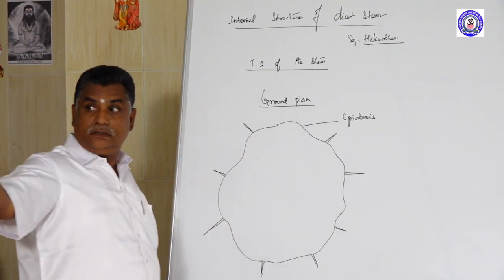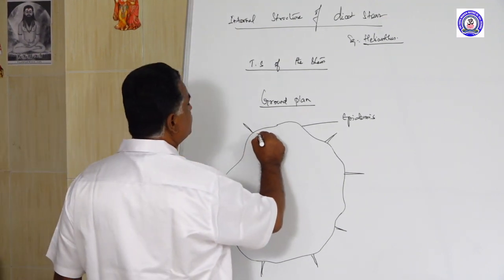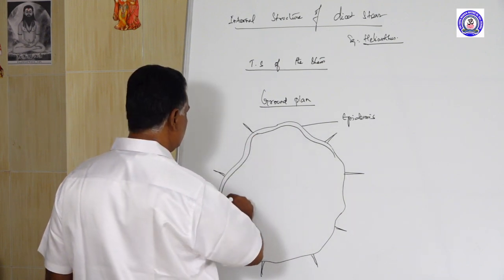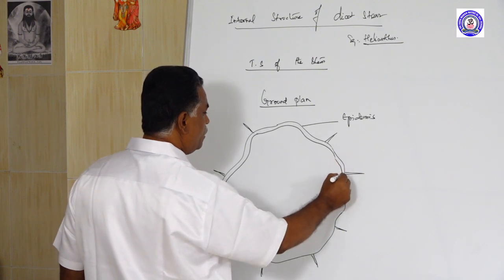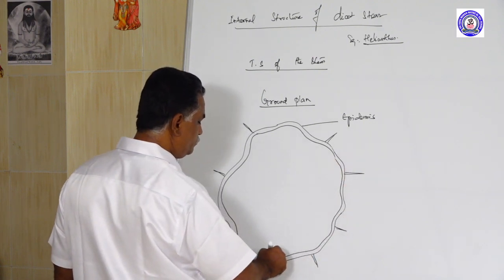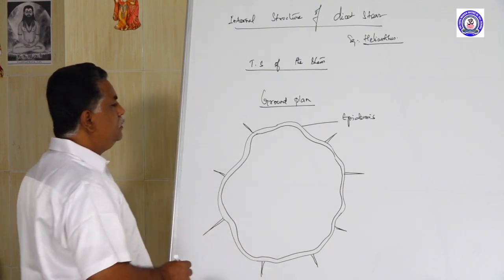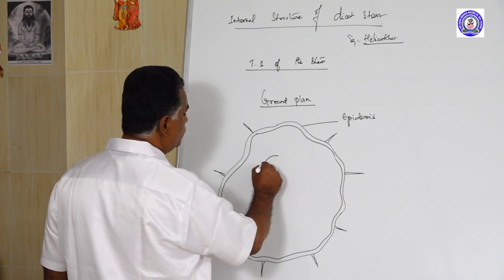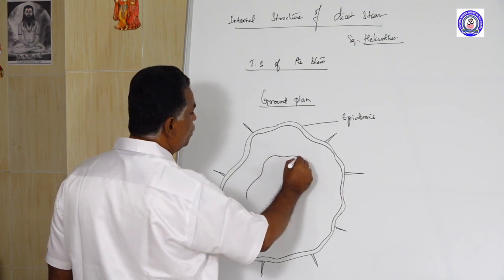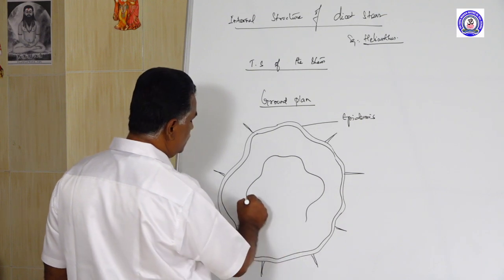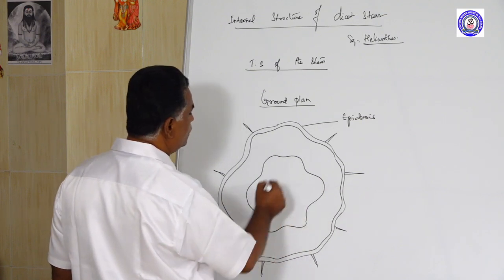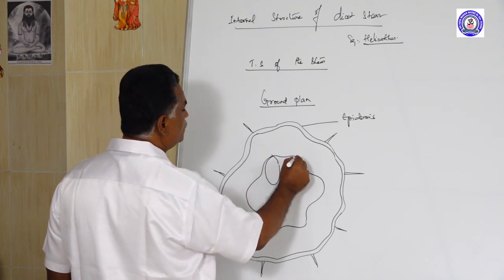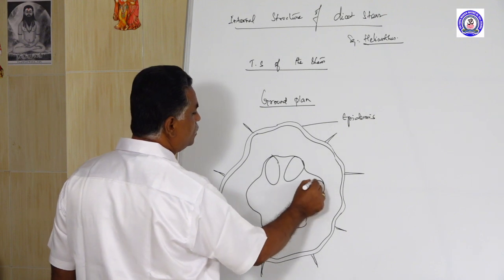And next to that is hypodermis. And next to hypodermis, the cortex. Cortex ends with a wavy structure called endodermis. And inside that, you will see the vascular bundles.